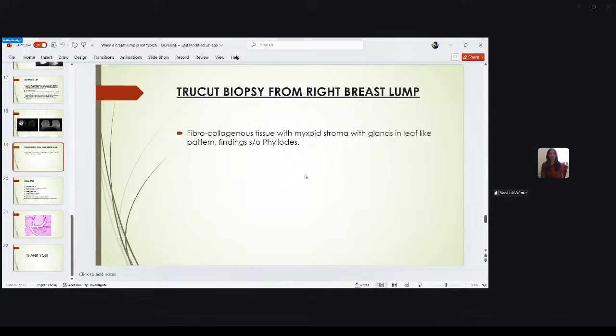So what Dr. Nityasha said was that the residents go to the ultrasound suite, the radiologist guides them, and these residents perform the biopsy. That is what she mentioned.